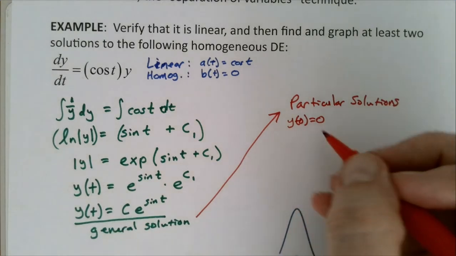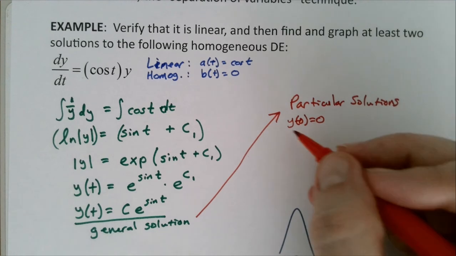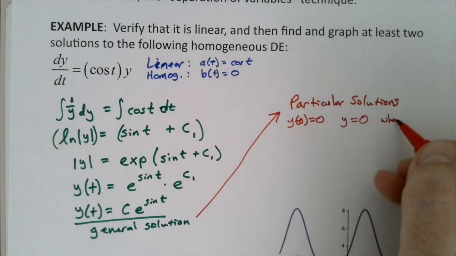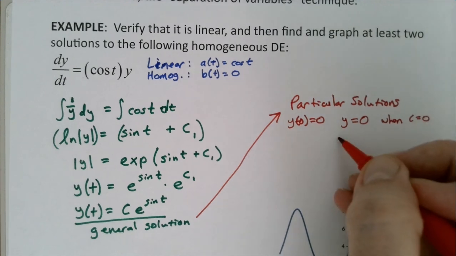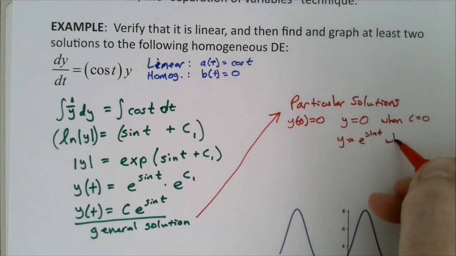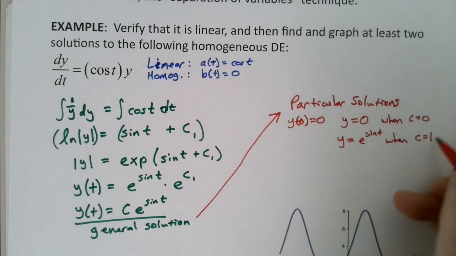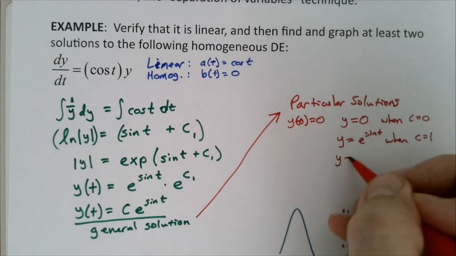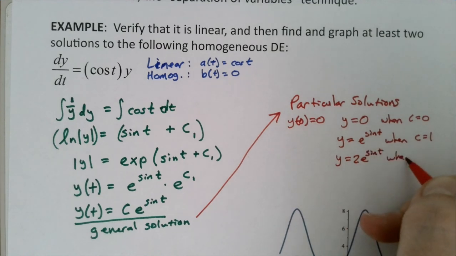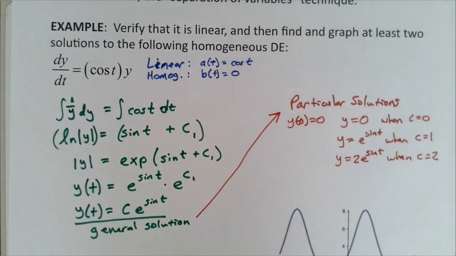So we have all of these interesting things. y equals 0 when c equals 0. y equals e to the sine t when c equals 1. And of course something like y equals 2e to the sine t when c equals 2. And so we can choose different values for c and get all the different particular solutions that we could possibly want.